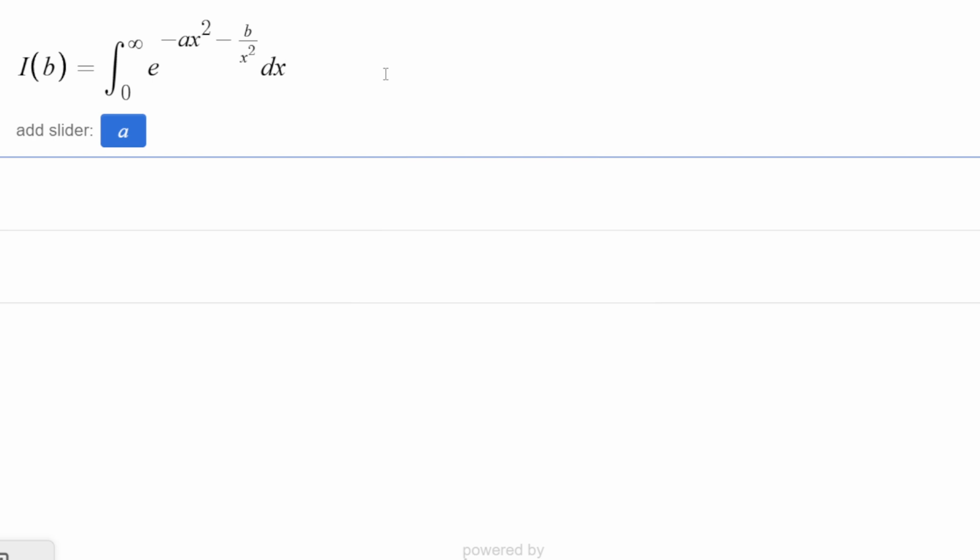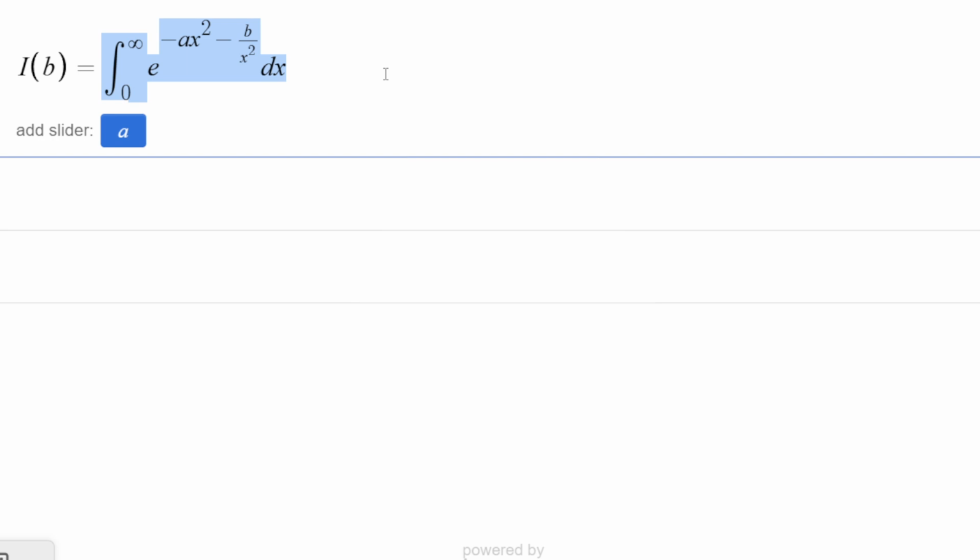Today, I'd like to find a general formula for any integral in this form. Sometimes this is referred to as a reciprocal Gaussian formula. But anyway, this form shows up a lot, so I'd like to develop a generalized formula for it.